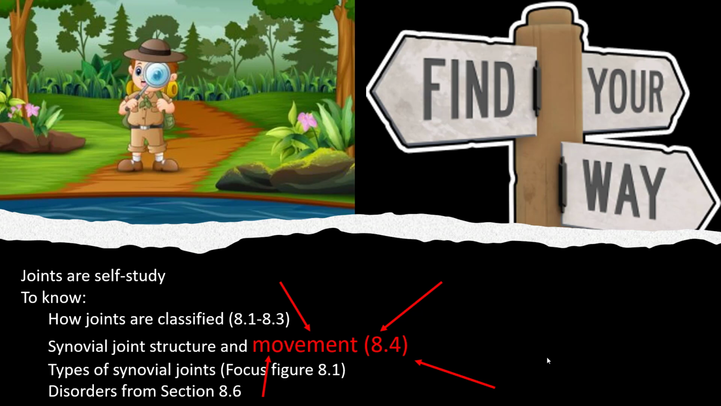Just a reminder, the joint chapter is self-study. You need to know how joints are classified from 8.1 to 8.3. You need to know the structure of a synovial joint. You need to know movements. You need to know the types of synovial joints from 8.1, and you need to know the disorders from section 8.6.